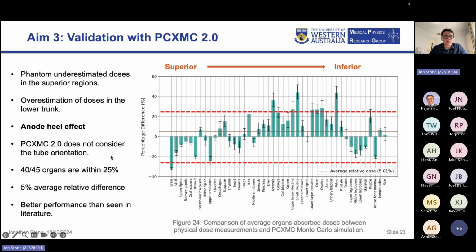But still, even with that, 40 out of our 45 organs are within a 25% dose limit of the simulation, with the average relative difference only being 5% higher. So this is still a much better performance than any other phantoms seen in the literature when compared directly to PCXMC.